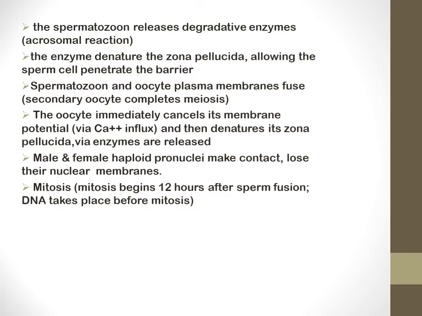So what happens next? The spermatozoon releases degenerative enzymes, the acrosomal reaction. The enzymes denature the zona pellucida, allowing the sperm cell to penetrate the barrier. The spermatozoon and the oocyte's plasma membranes fuse. The secondary oocyte completes meiosis here. The oocyte immediately cancels its membrane potential via calcium influx, and then the zona pellucida is denatured where enzymes are released.